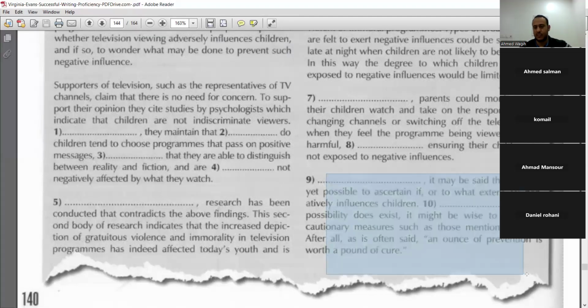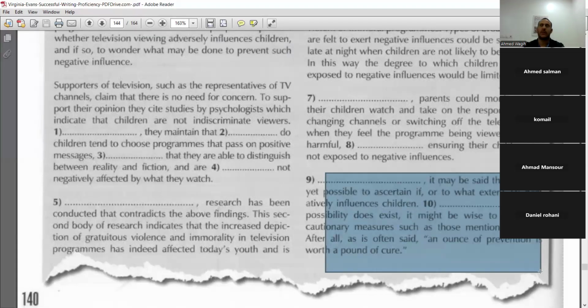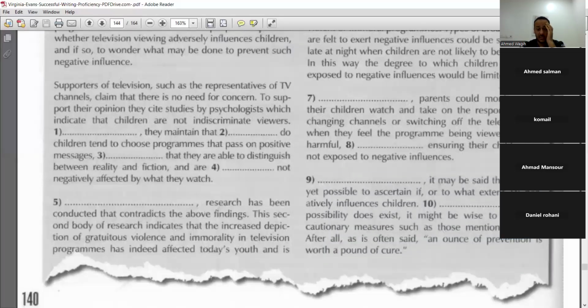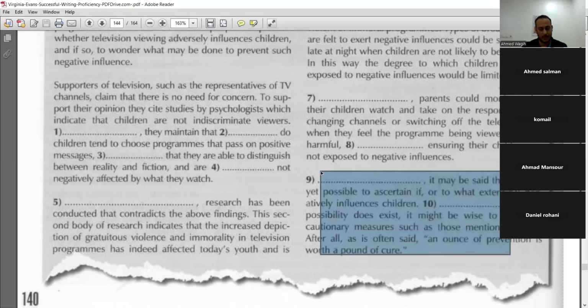So here in the conclusion, usually the students ask me, teacher, can I write my opinion in the article? I say yes, you can write it in the introduction and in the conclusion. And especially in the conclusion, you need to mention your opinion. So here he will mention his opinion or his suggestion. So if the possibility does exist, it might be wise to take precautionary measures, such as those mentioned above. After all, as often said, an ounce of prevention is worth a pound of cure. So it's better to take care and make our precautions.